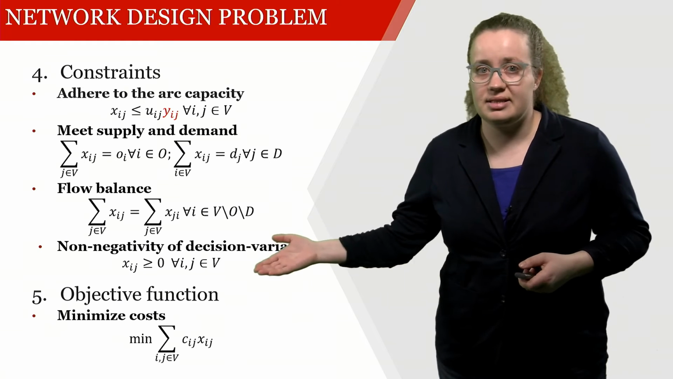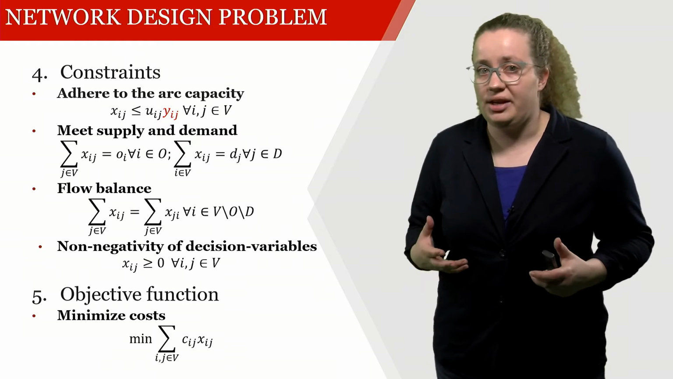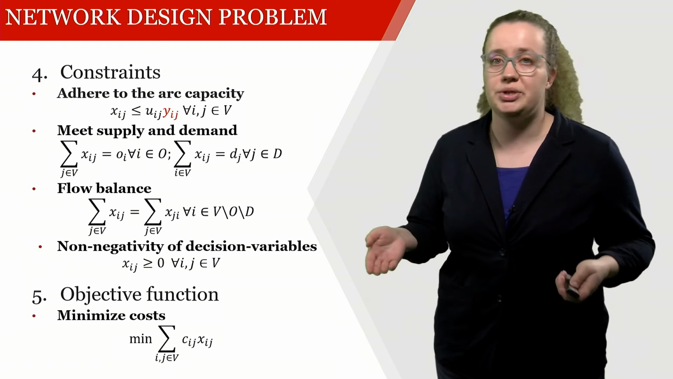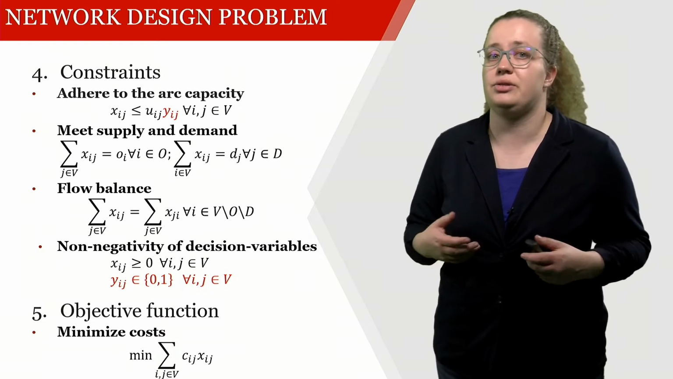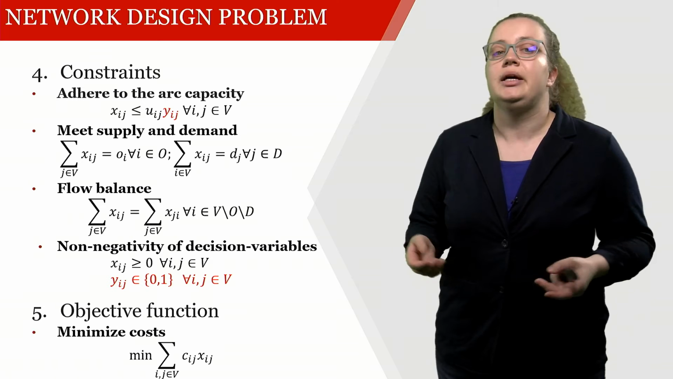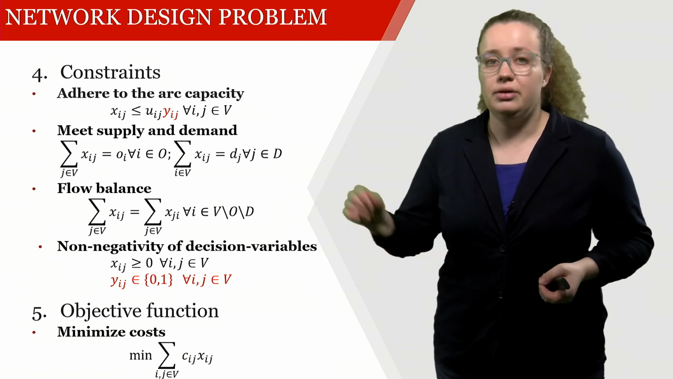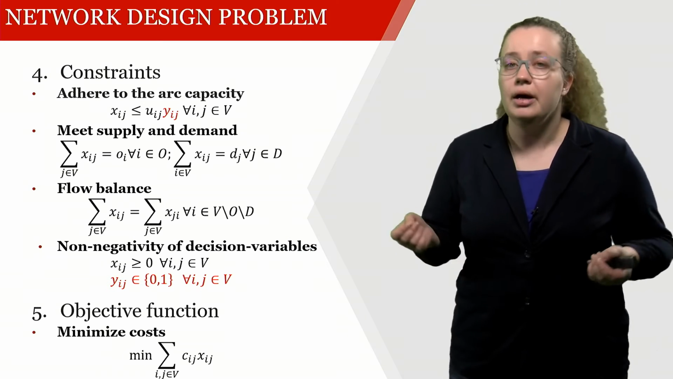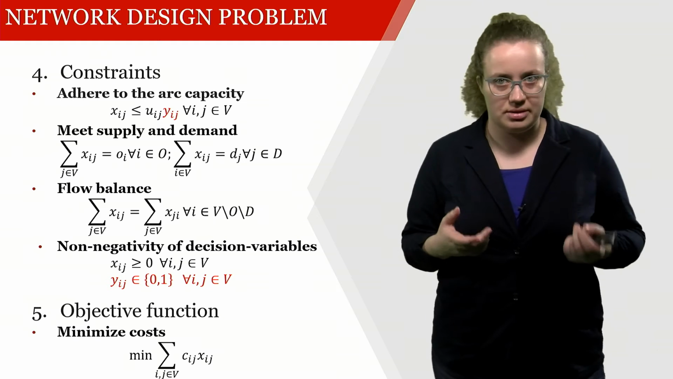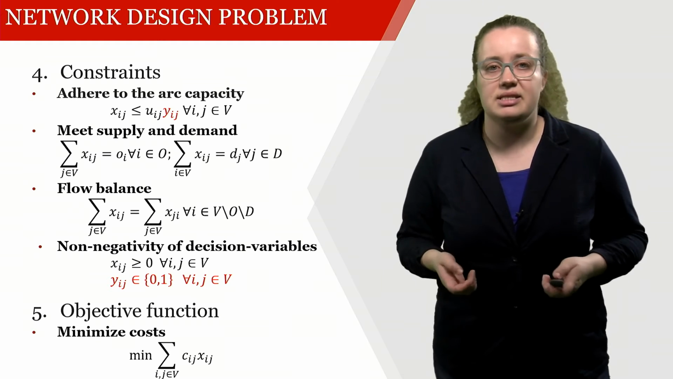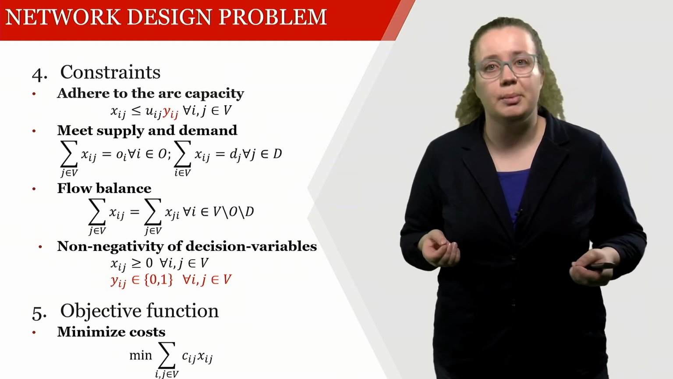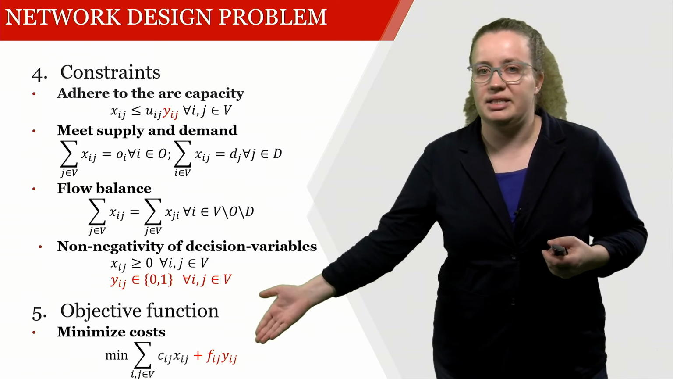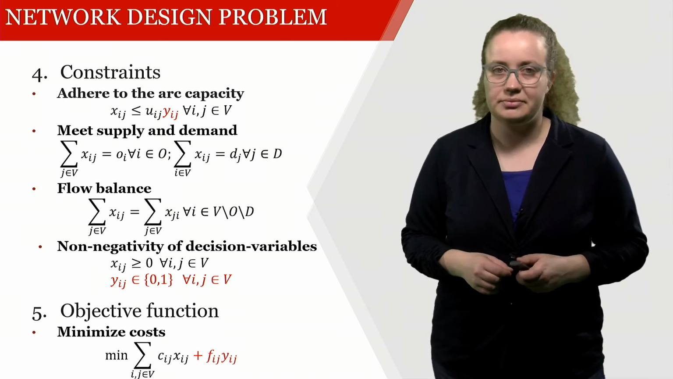And lastly, we have to change the non-negativity of the decision variables to the domain restriction because we also have to ensure that y is either 0 or 1. If we look into the objective function, right now we only have the variable costs in here, but we of course also have to add the fixed costs. And in this case, the fixed costs have to be multiplied with the opening, and this is exactly what we add here in the objective function.